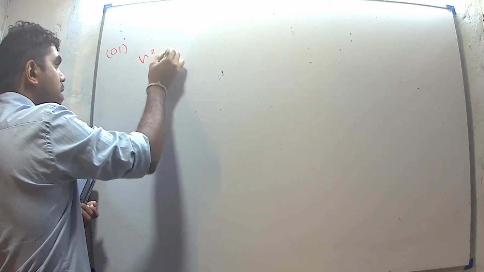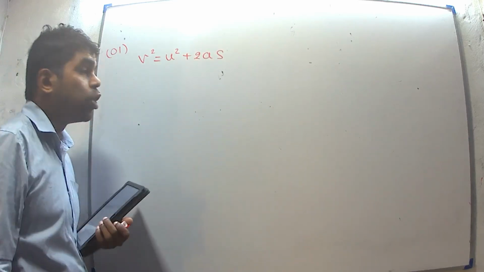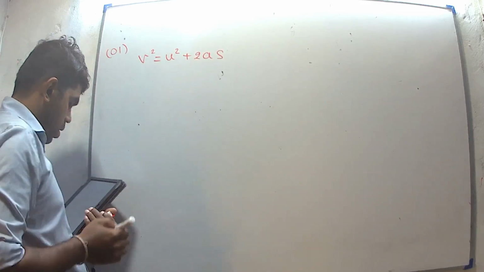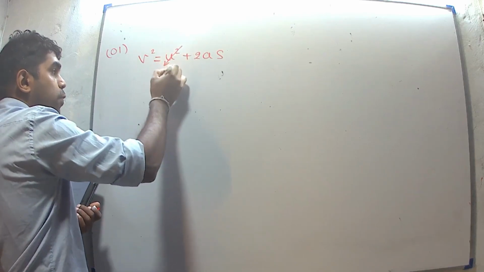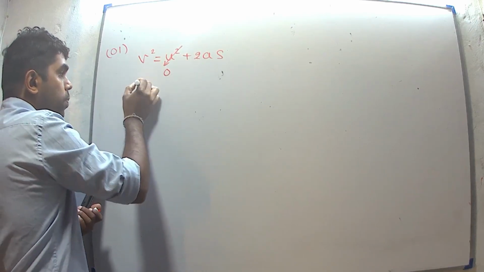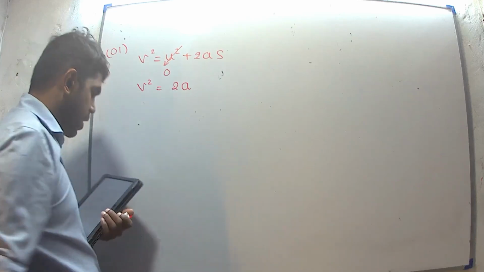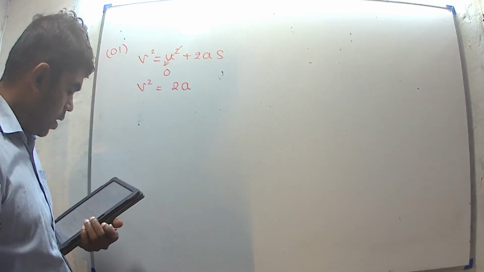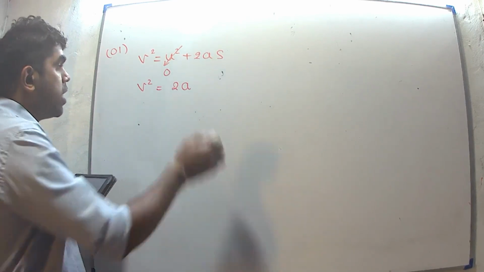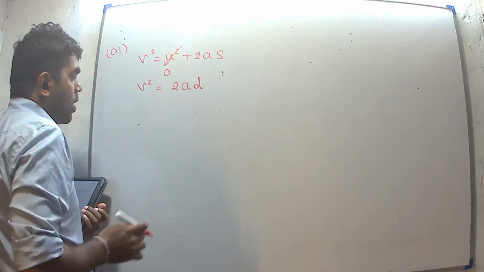v squared equals u squared plus 2a d to find the final velocity. It is starting from rest, therefore initial velocity is 0. v squared equals 2 times the constant acceleration, we can consider it as a, and distance is given as d. This is the v squared term.